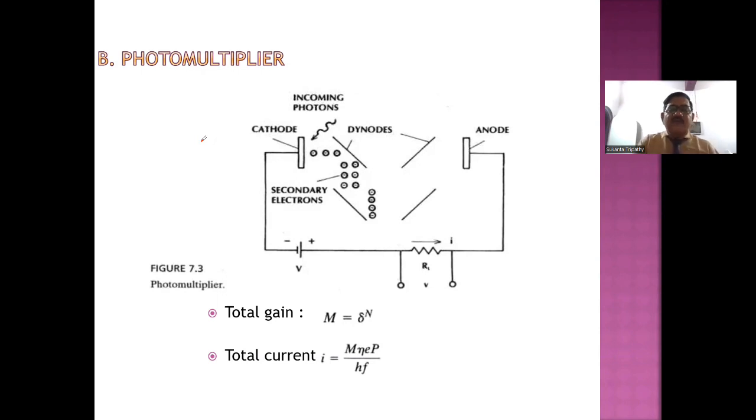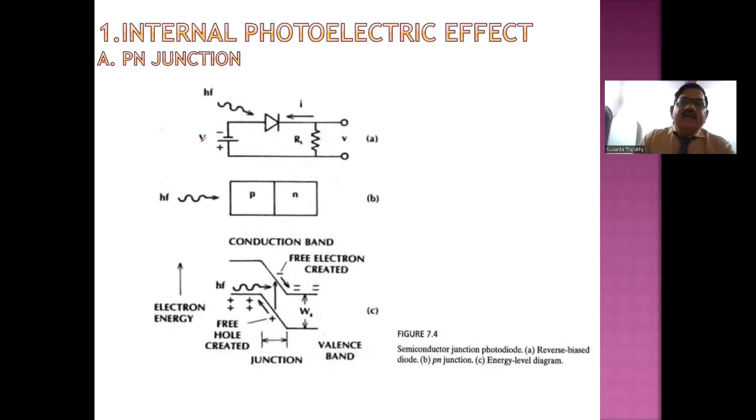So then the question is, if you are not able to use this photomultiplier for this range of wavelength, is there any photodetector by which you can detect this type of signals? Then the answer is yes. And this is possible by using what is called the internal photoelectric effect.